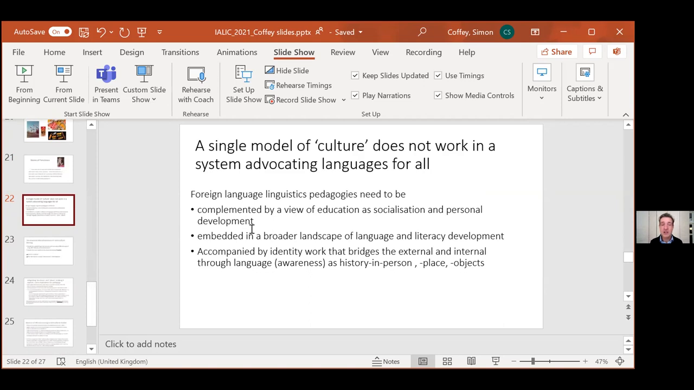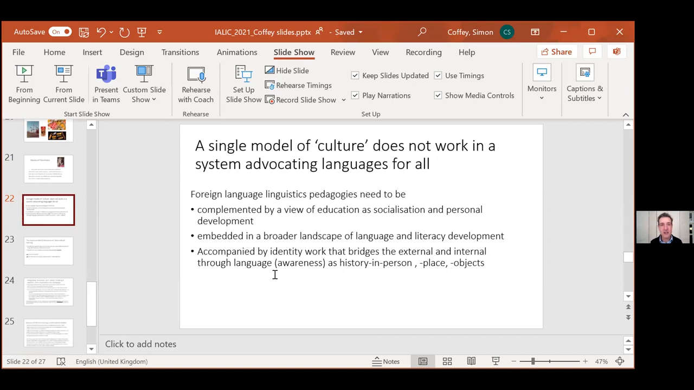I do think modern languages needs to be rethought in cases such as mine, which is teaching foreign languages in an English setting. The traditional model isn't sustainable in a way. People know that they can get by without speaking foreign languages now in a sort of tourist bubble. It needs to be embedded in a much broader connected landscape of whole language and literacy development. It needs to be accompanied by some identity work.